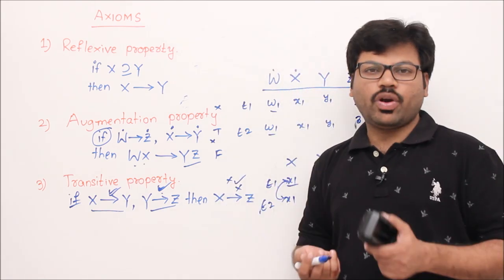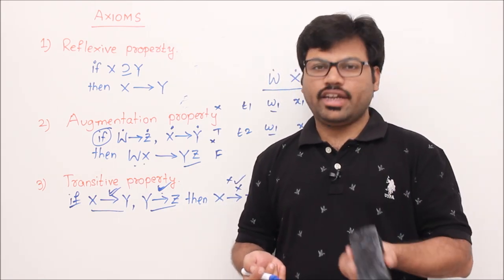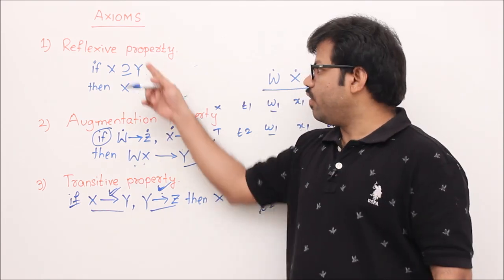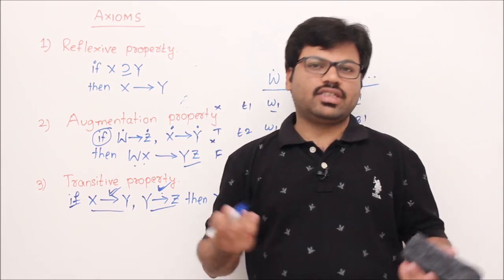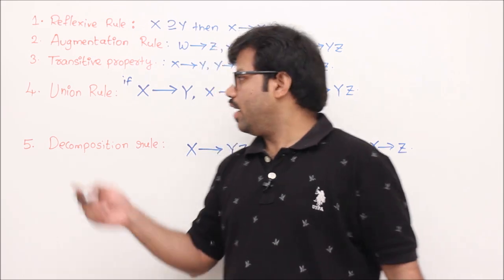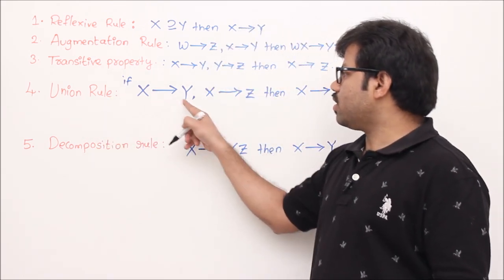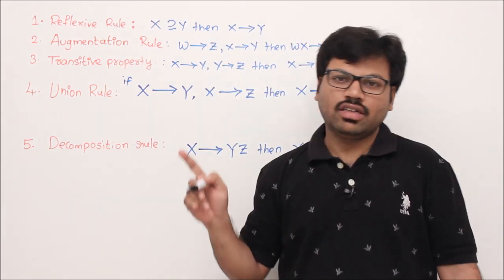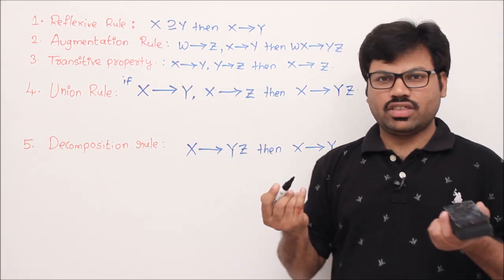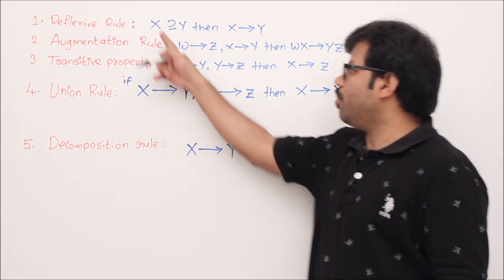Now we have two more important properties: the union rule and the decomposition rule. They are not fundamental rules. They can be derived using these three rules. Let's see that. Now we'll see the two rules, the union rule and the decomposition rule. In the union rule, if X determines Y and X determines Z, then X determines YZ together. That's quite obvious, but I will prove it using these fundamental rules.